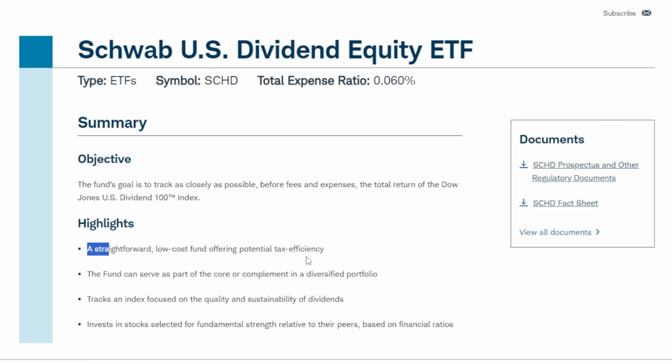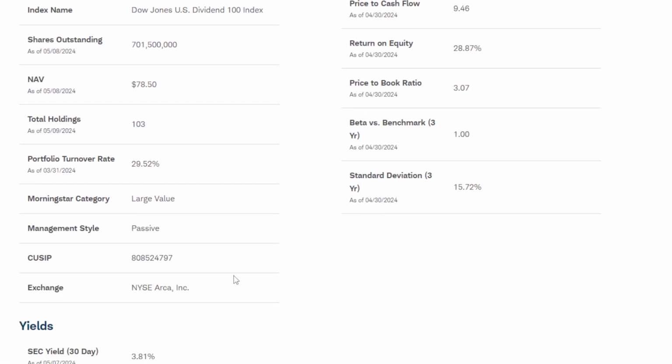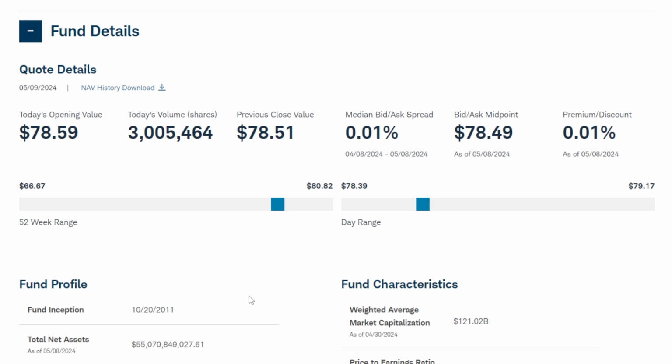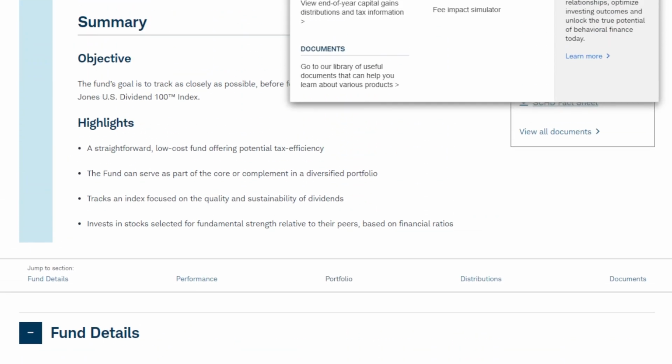Now also, SCHD is low cost and potentially tax efficient, with an expense ratio of just 0.06%. This dividend growth ETF is not going to cost you much at all, even as you hold hundreds of shares of it in the future.